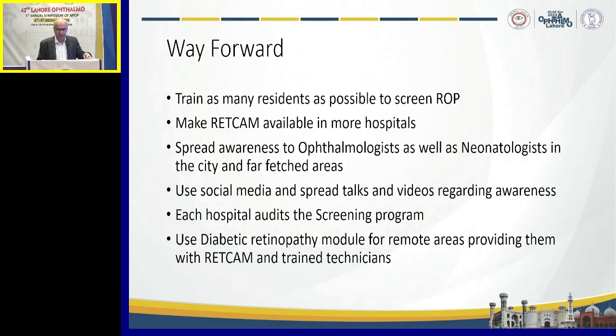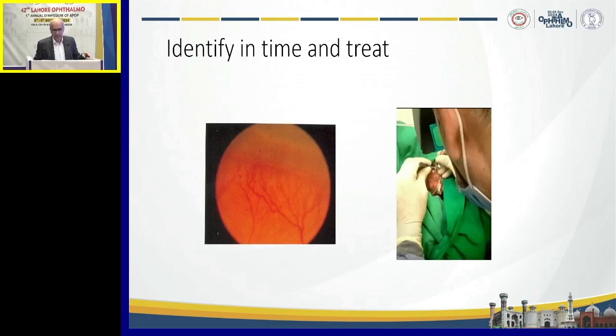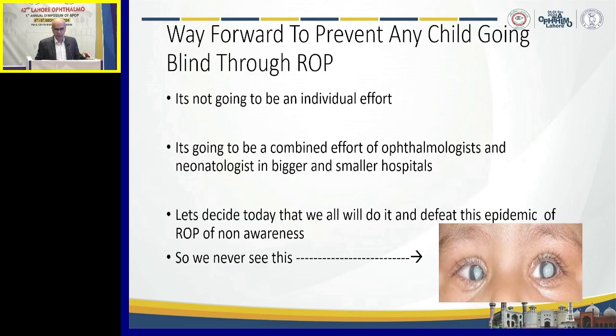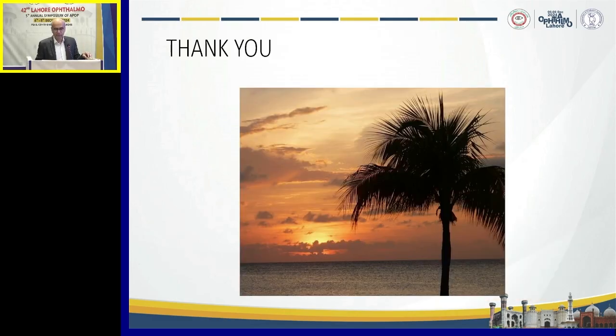We can use a diabetic retinopathy module so that remote areas can have RetCam. There are technicians who take pictures and send them to us, and then we can decide whether this child needs any help or not. So identify in time, treat in time. We should not ever see this picture, and this should be our goal. We should do everything possible for these children to be able to see this beautiful world. The picture I took in Singapore, we take it for granted, but we should pass it on to others as well. Thank you so much.